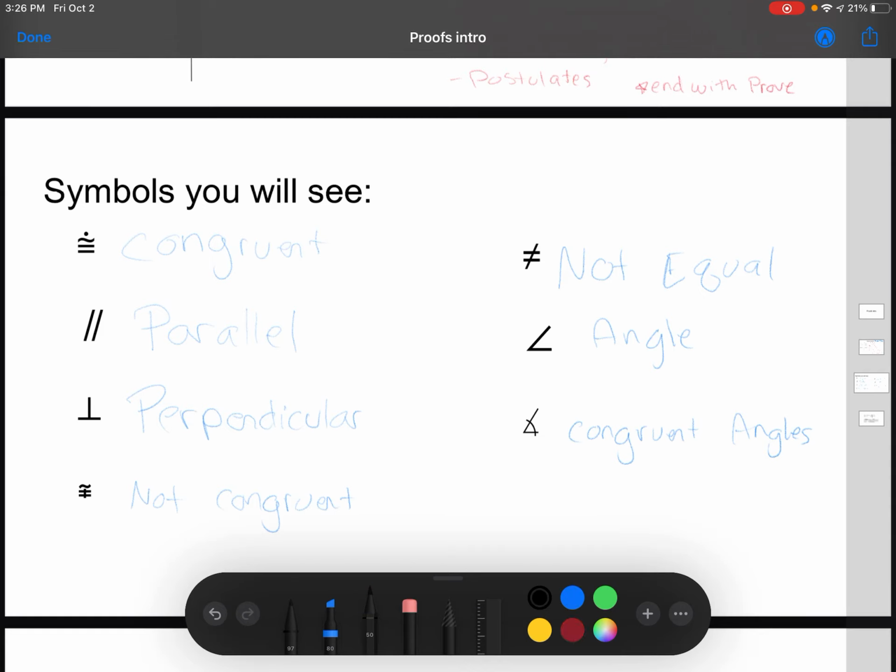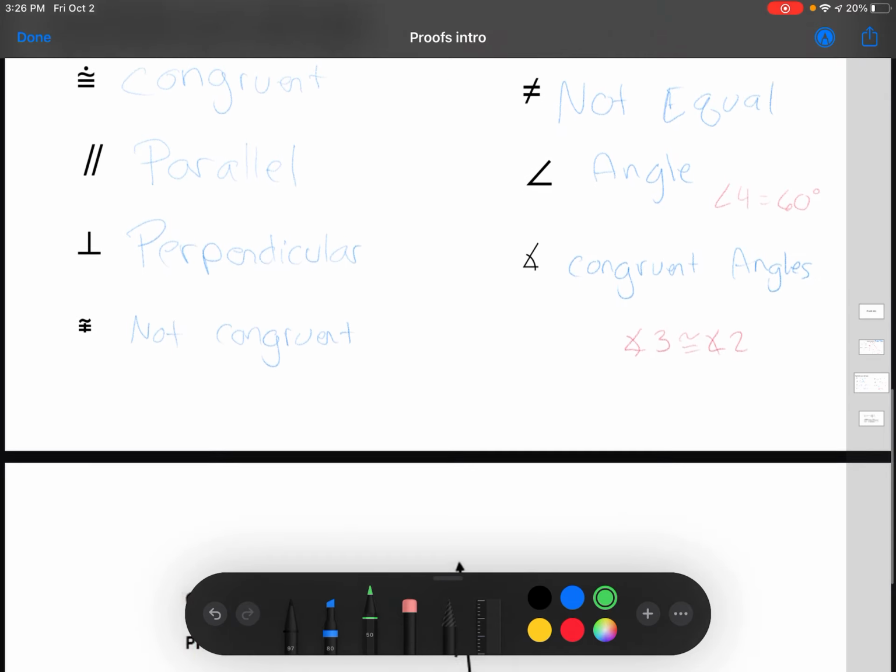You only see that if you already know that angle 2 and angle 3 are congruent; a lot of times you'll see this. The angle symbol is usually used if angle 4 equals 60 degrees, or if we don't know if they're congruent yet or not. Just an alternative to the regular angle symbol. Okay, so that's all those symbols. Make sure you have those written down and you remember those.